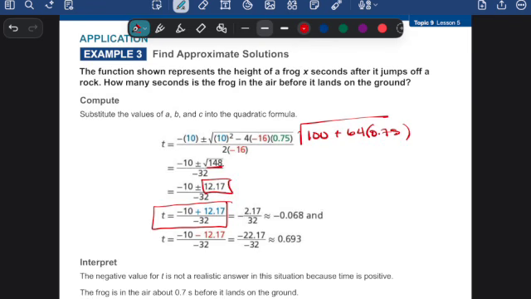So can we have a negative value for t, which is time? That does not make sense in our real world situation, so this is not a valid or applicable solution. Does not make sense. So we know he's been in the air for 0.693 or almost 0.7 seconds.